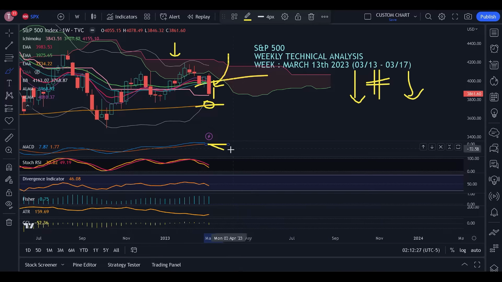The only case it cannot give the crossover is if there comes a good bullish reversal. However, seeing the condition, this is the situation, we are expecting a red candle. This means that we can expect a crossover in the MACD, a bearish crossover. Now, the stochastic RSI is already bearish.